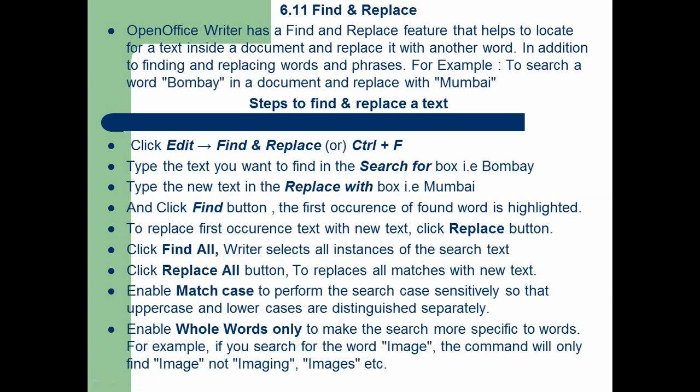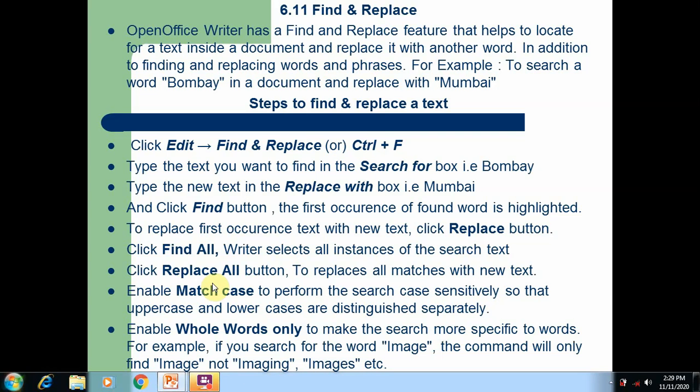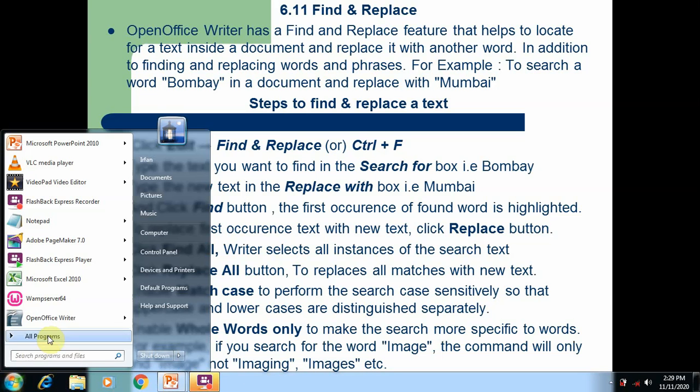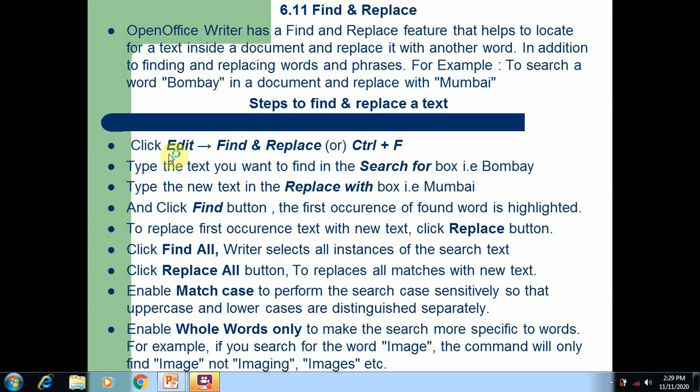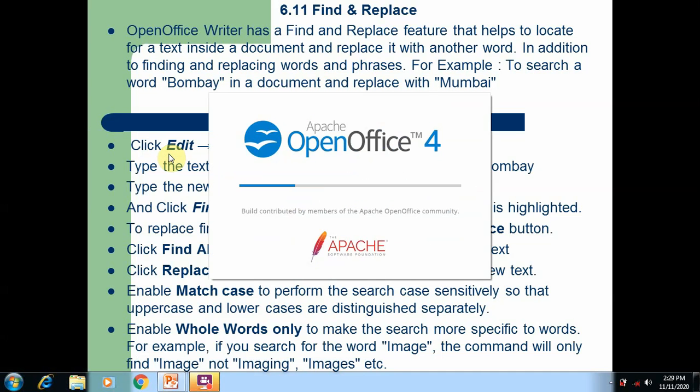So now we are going to try this find and replace in Open Office Writer. I simply open Open Office Writer from the start menu, where we have some files which you already created, like demo 1 and demo 2. Now I'm going to open the demo 1 file, where I'm going to execute the find and replace command. Open Office Writer is opening the document we already created, namely document 1, which contains some text.